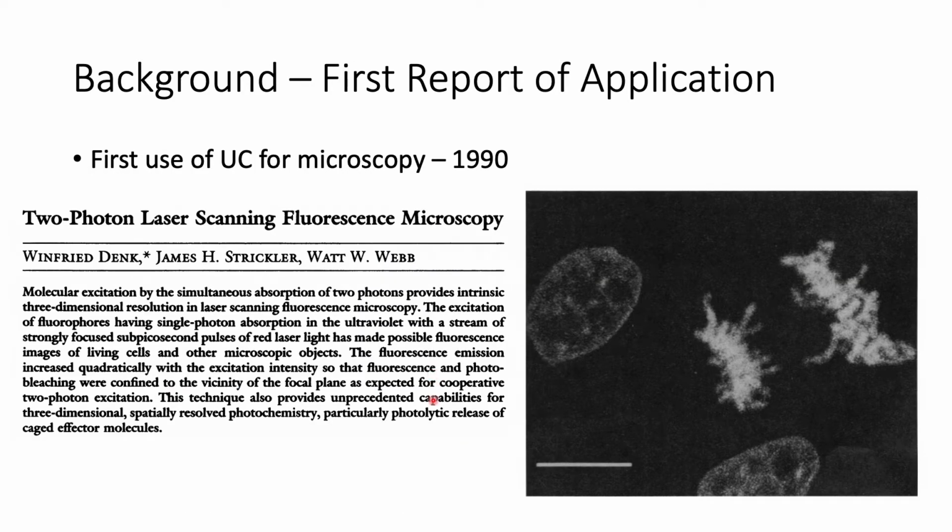This technique was first applied to microscopy in 1990. This team used two-photon laser scanning fluorescence microscopy to image chromosomes in cells. They stained the DNA with fluorescent molecules, and using this two-photon absorption technique, could image these chromosomes.